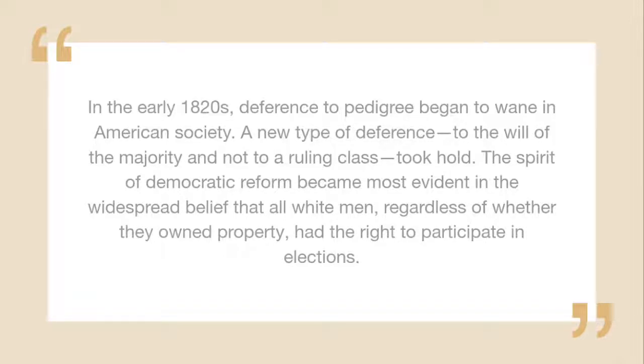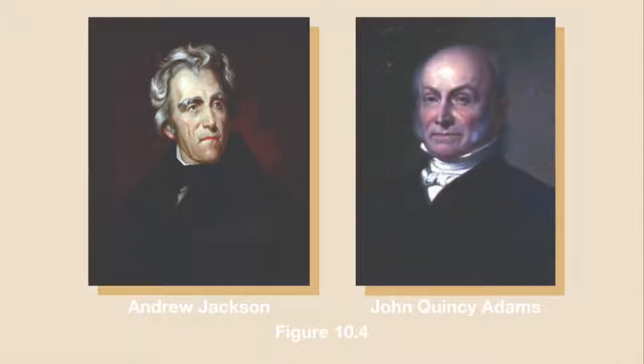A new type of deference, to the will of the majority and not to a ruling class, took hold. The spirit of democratic reform became most evident in the widespread belief that all white men, regardless of whether they owned property, had the right to participate in elections. Due to the universal manhood suffrage movement, all white men were eventually granted the right to vote in America. Still, women, blacks, and Indians were excluded and would continue to be for some time.